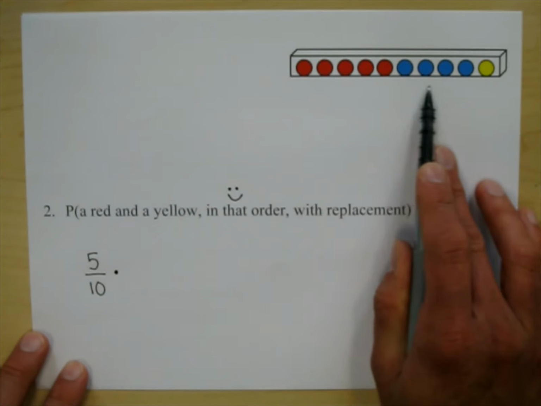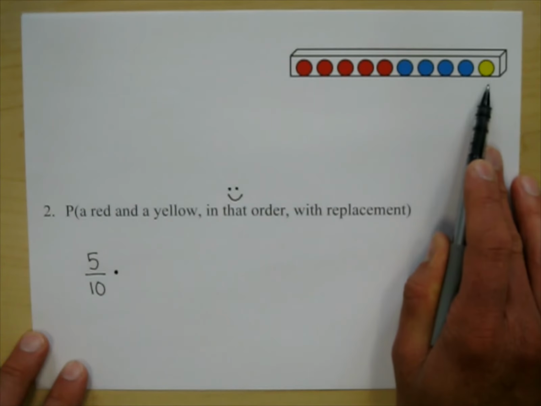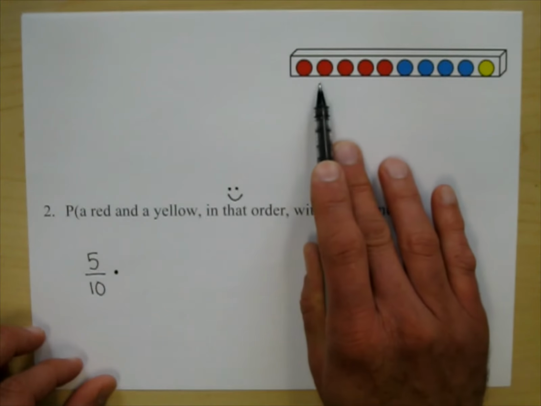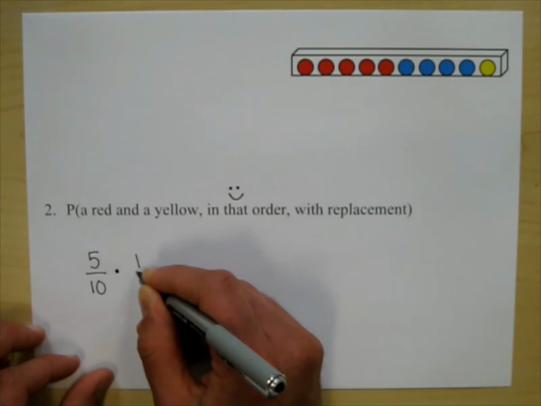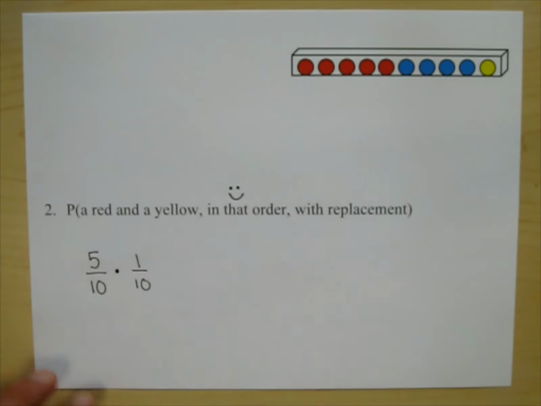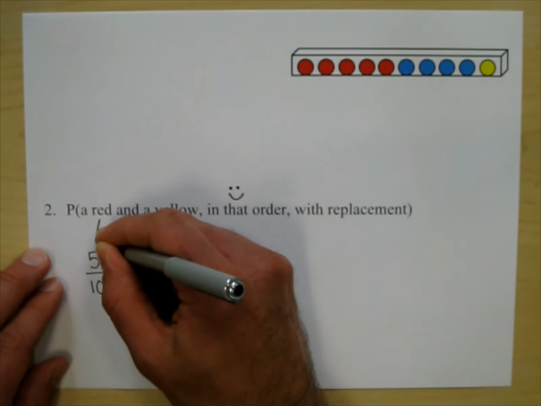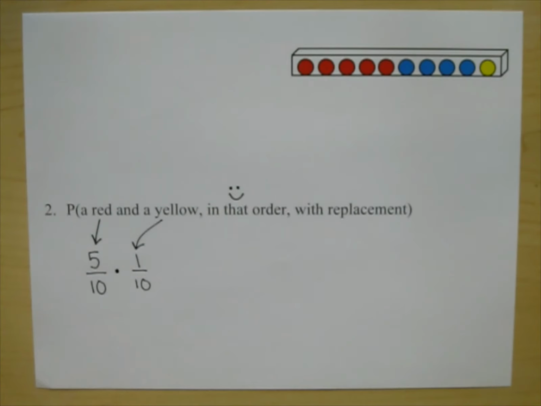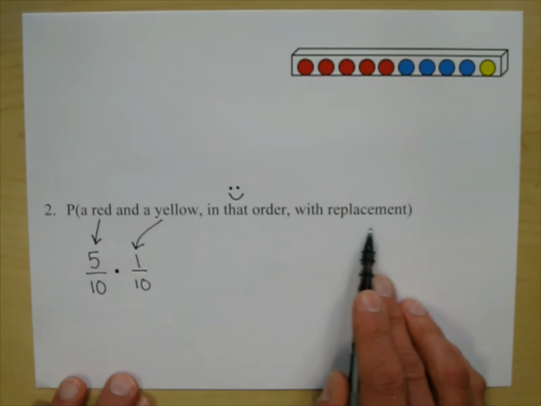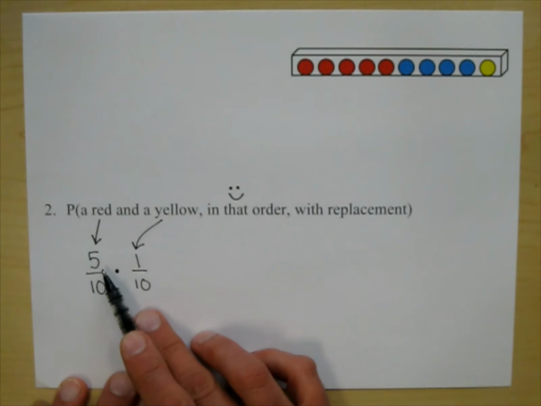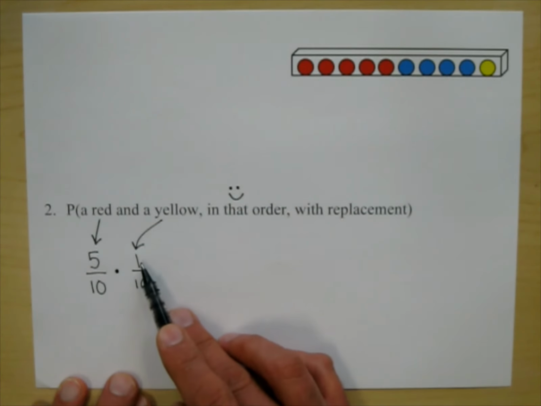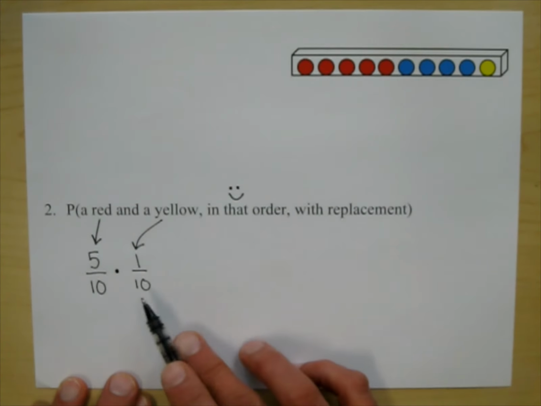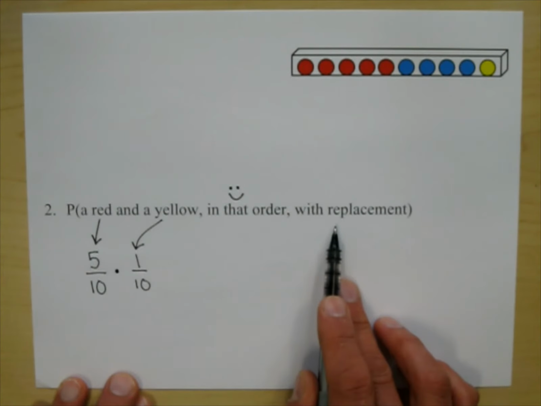Okay, so now what's the probability you pull a yellow out of this box? The probability of pulling a yellow out of this box that has all 10 marbles is 1 out of 10. Okay, so this is for the red, this is for the yellow. Just like the last problem, except this one is with replacement. So the last problem looked like 5/10, and then it was 1/9. The 9 was because when you pull out that red, it stays out.